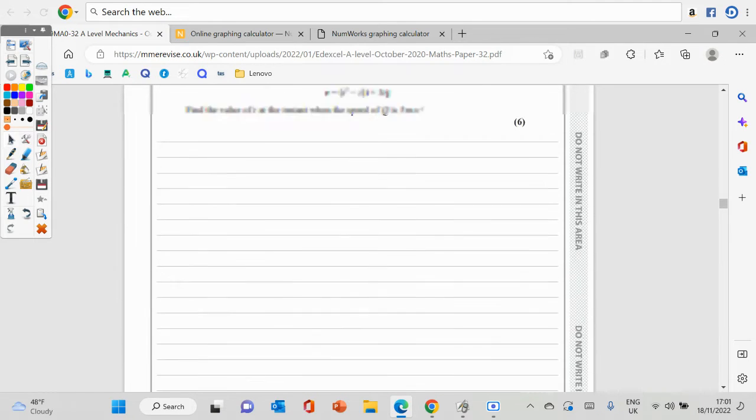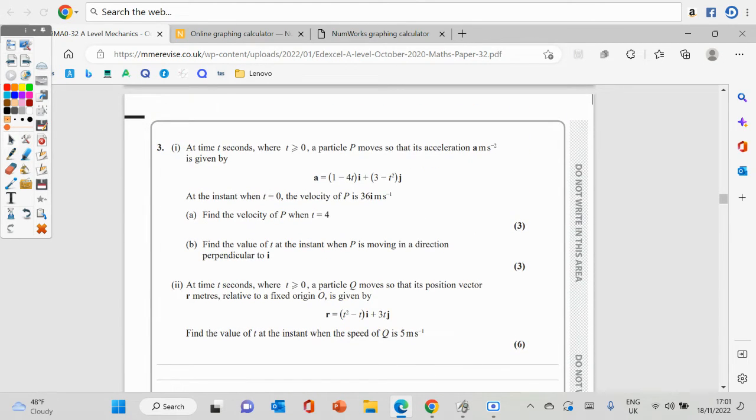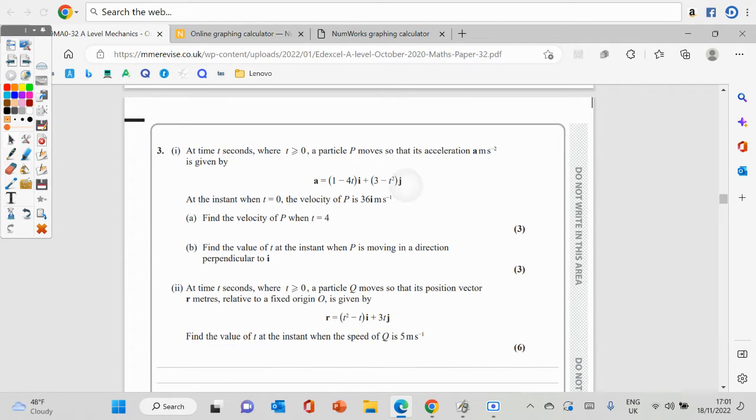Question 3. What have we got for question 3? Oh, we've got another one similar to the one that we just did. So at the instant when t equals 0, the velocity of p is 36i. That's the initial condition, and it's so important I'm going to highlight it. We're given that t is bigger than 0 and we've got an acceleration vector.